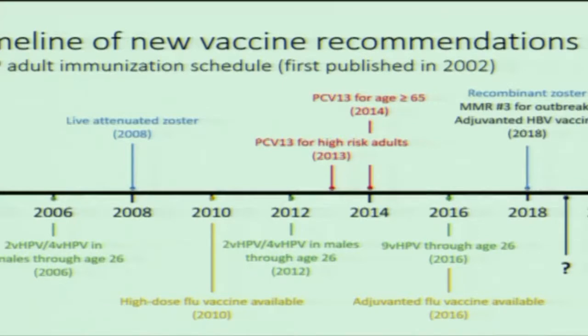This is just a timeline to summarize the introductions of vaccines into the adult immunization schedule since the schedule was first created in 2002. And you can see that there's been a flurry of activity in the last 5 years with a lot of new vaccines added to the adult schedule. And so I'm going to be talking about a lot of the vaccines that were just introduced in the last 3 to 4 years, specifically PCV13, the recombinant zoster vaccine, and the hepatitis B vaccine.